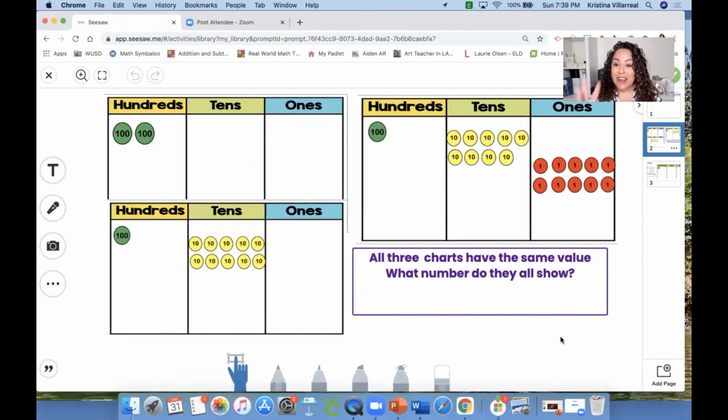Okay, on Seesaw, I have 3 charts for you, and I want you to tell me what the value is of all 3 charts. Spoiler alert, they are all the same, but what are they? You have to count them up and tell me what is the value of this chart and this chart and this chart, and type it right here for me, or you can write it for me, it's your choice.